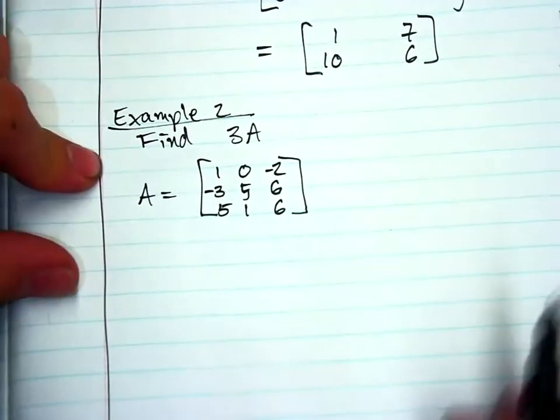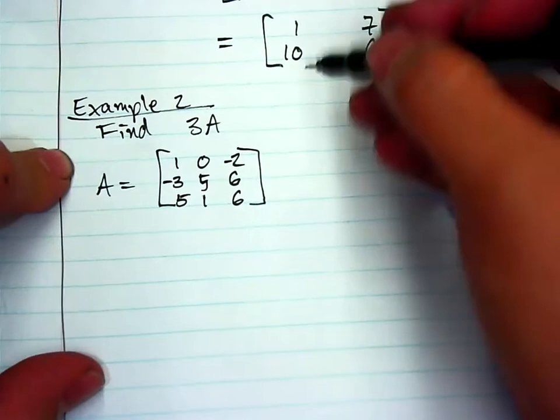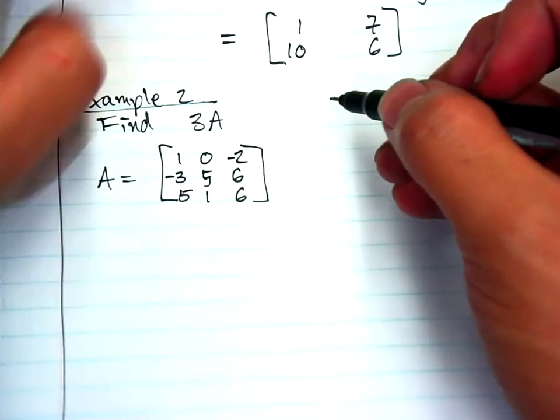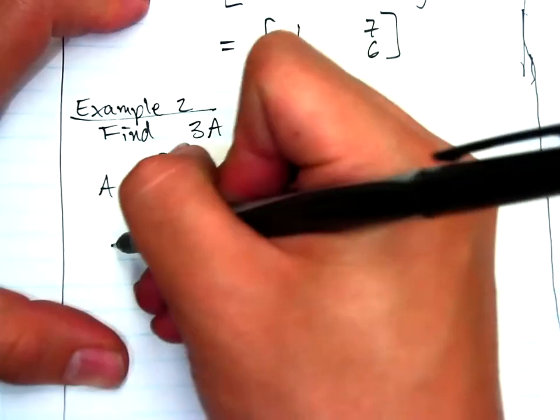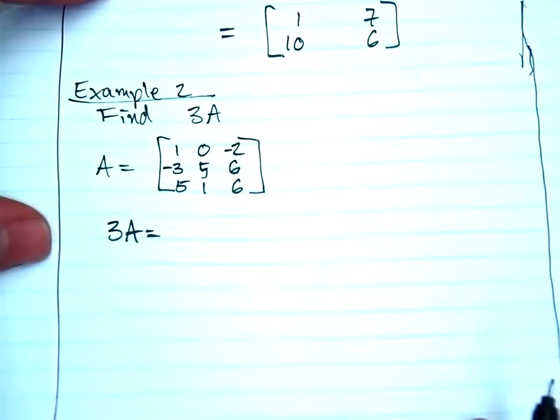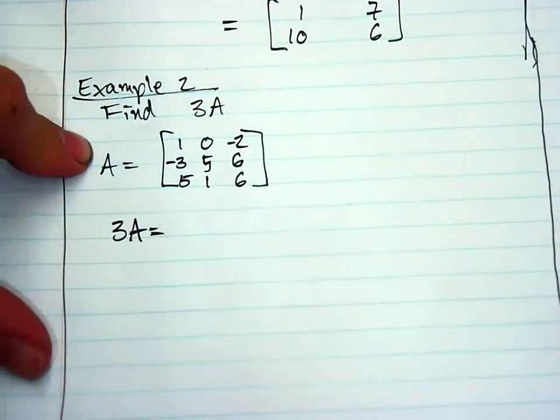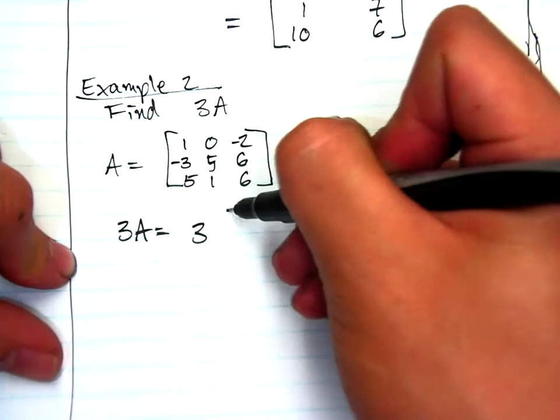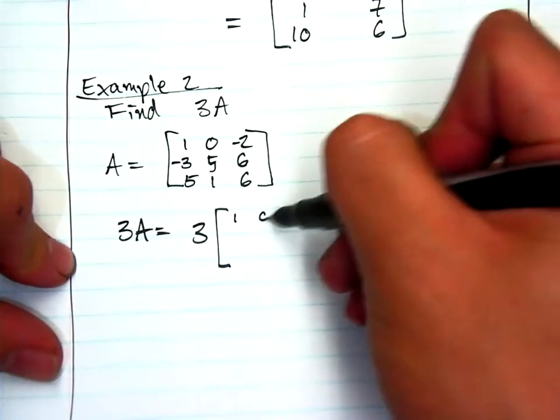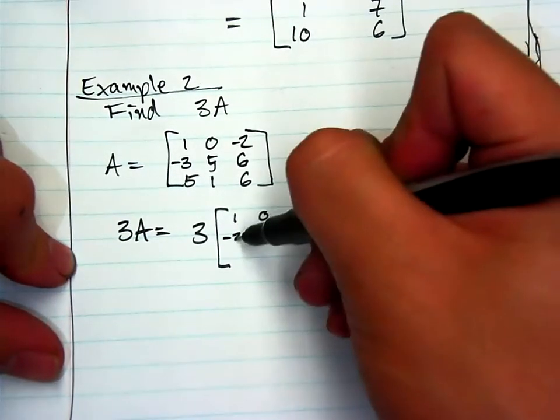All right. Now, in order to do scalar multiplication, what I would be doing here is basically rewriting this. So 3A, because that's what I'm finding. And then I would write the scalar right outside of the matrix, just to show my work.